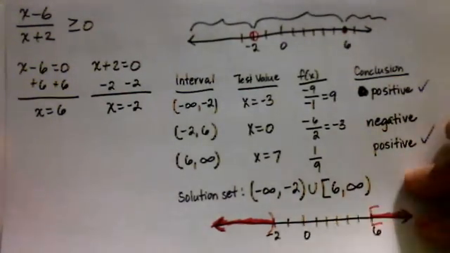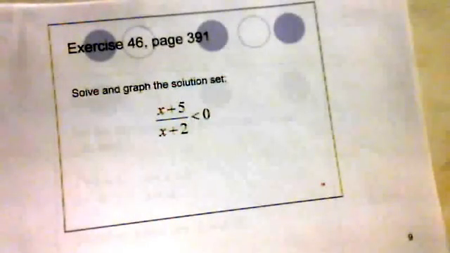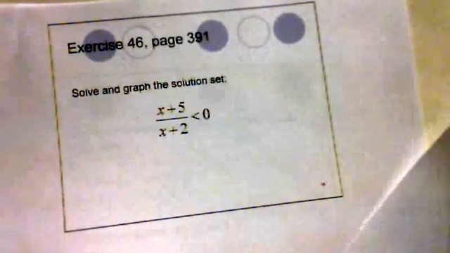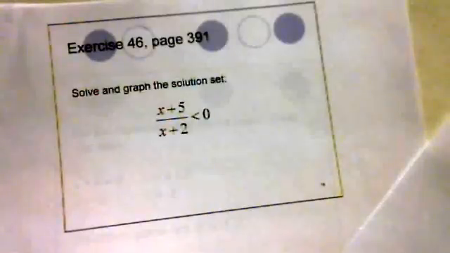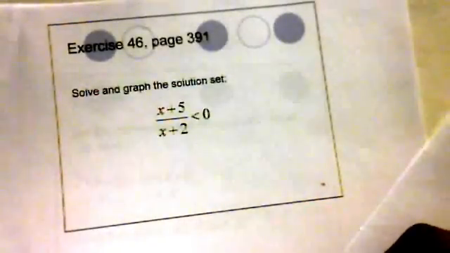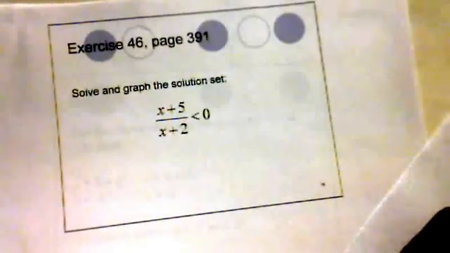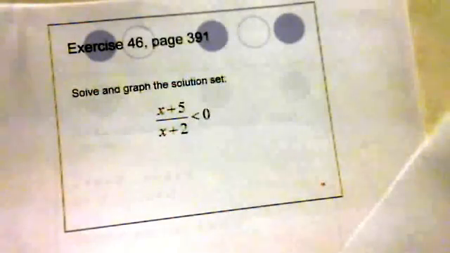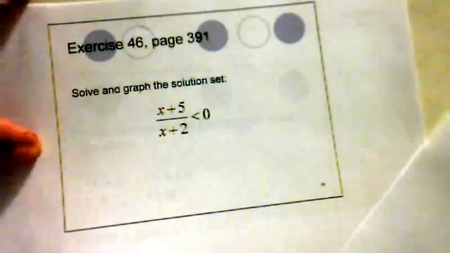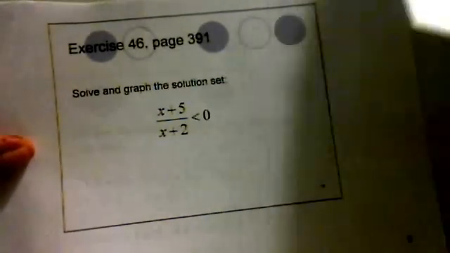Okay, now I think I got another polynomial inequality. Well, rational inequality, I should say. Let's say we want to solve and graph the solution set x plus 5 divided by x plus 2 is less than 0. X plus 5 divided by x plus 2 is less than 0. Now I'll leave this up here.